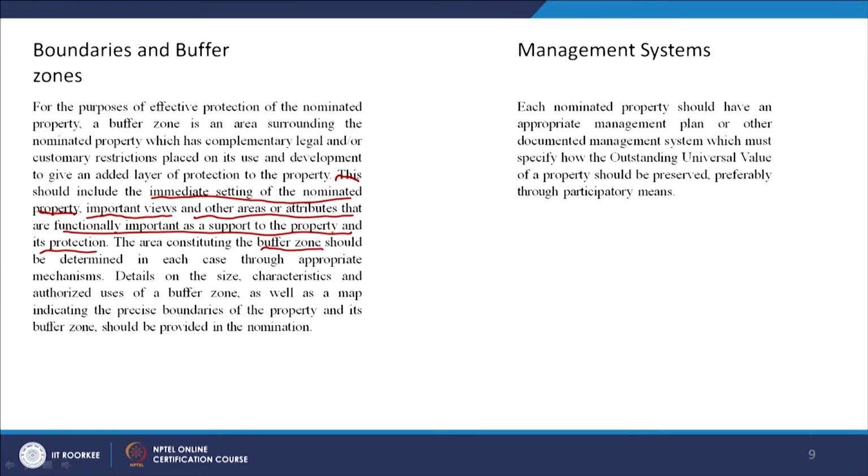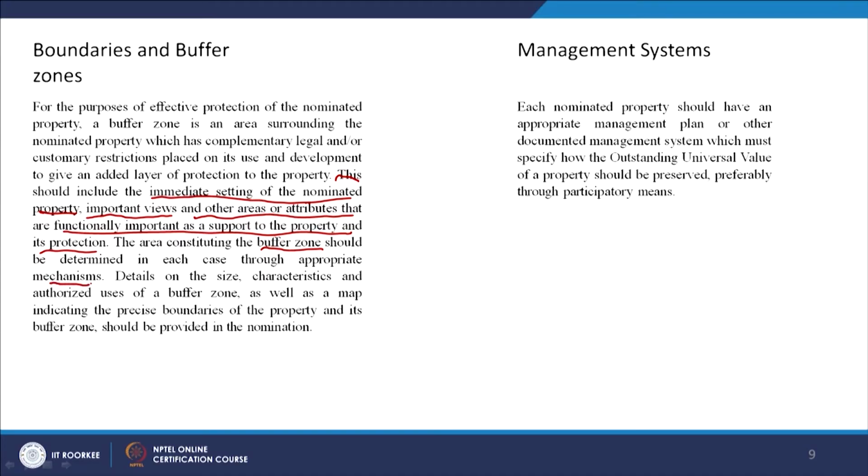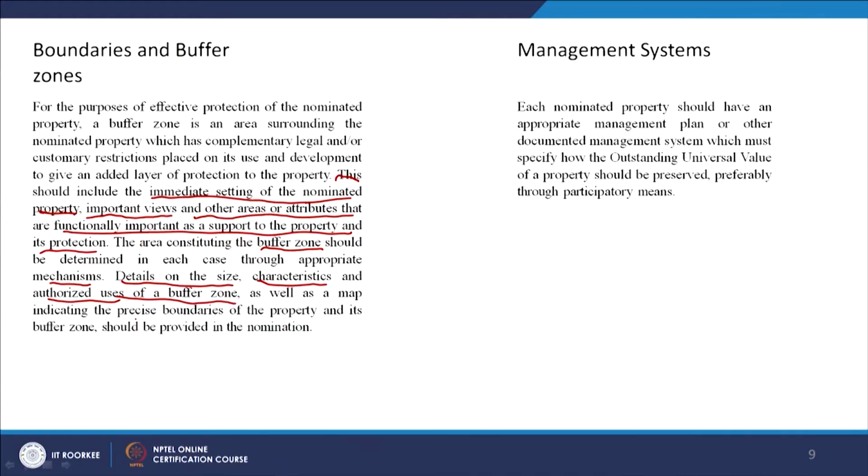So that is where we talk about the buffer zone. This buffer zone itself is a very obligatory mechanism, and still a lot of work is going on in how to appropriate these buffer zones and the core zones. And there are various mechanisms which have been developed, because it depends on the size, characteristics, and the authorized uses of the buffer zone. Because what is within the property limit, what is the core zone and what is the buffer zone, indicates the boundaries of the property and its buffer zone.